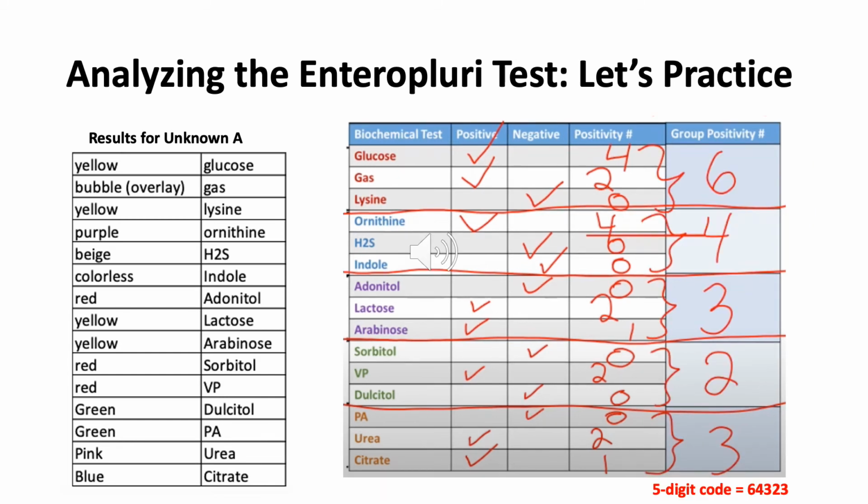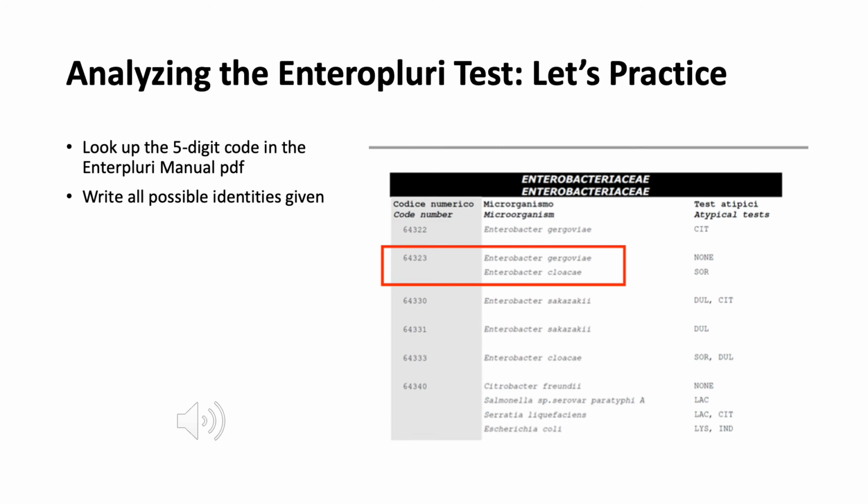Then you simply add up the positivity numbers for each group to get the group positivity number. So for example, the first group is 4 plus 2 plus 0, so that group's positivity number is a 6. So you do that for each group, and that gives you 5 numbers. Those 5 numbers are your 5-digit code. So in this example, we determined the 5-digit code to be 64323. So you will then look up that code in the Enteropluri manual PDF that I will give you.